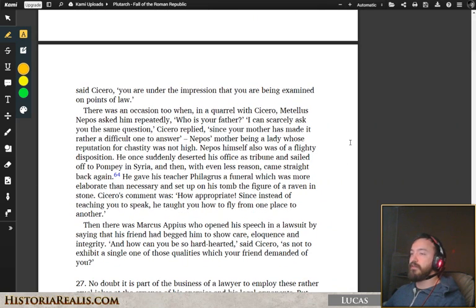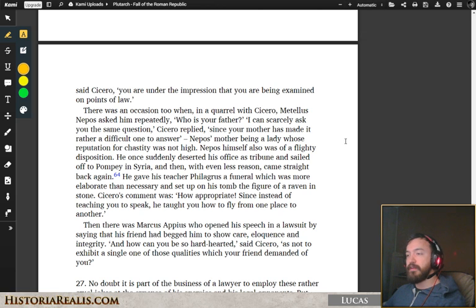There was an occasion, too, when in a quarrel with Cicero, Metellus Nepos asked him repeatedly, "Who is your father?" "I can scarcely ask you the same question," Cicero replied, "since your mother has made it rather a difficult one to answer." Nepos' mother was a lady whose reputation for chastity was not high. Nepos himself also was of a flighty disposition.